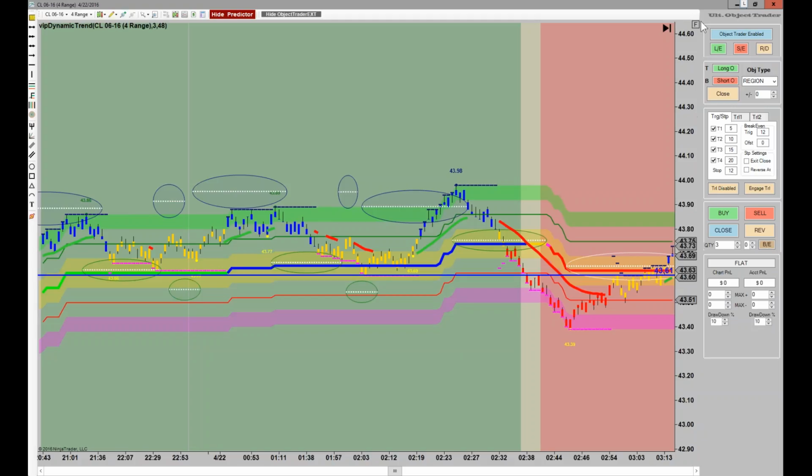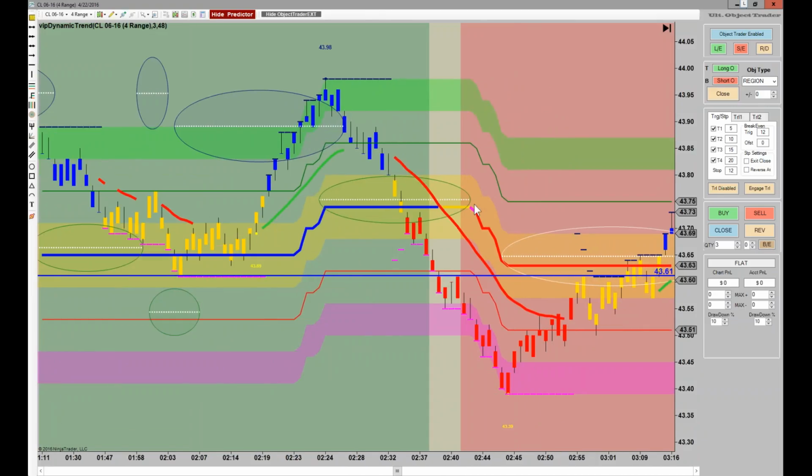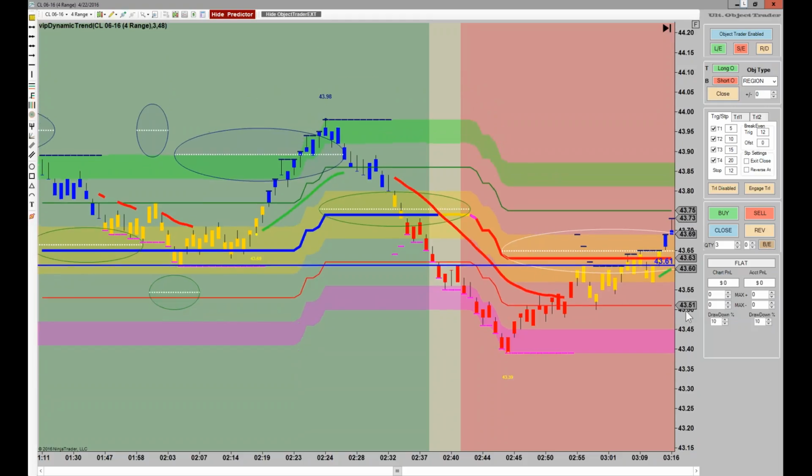But at that time you're still looking for a short, okay, because this is telling you, as it's stepping down, and even the mid-band is telling you as it's stepping down, that we're looking for short trades.